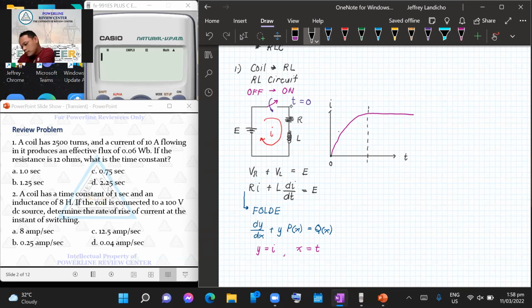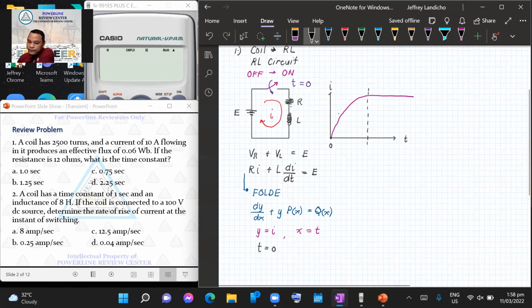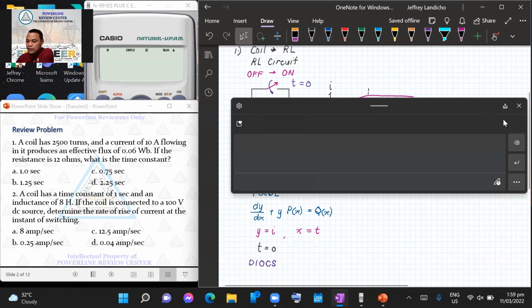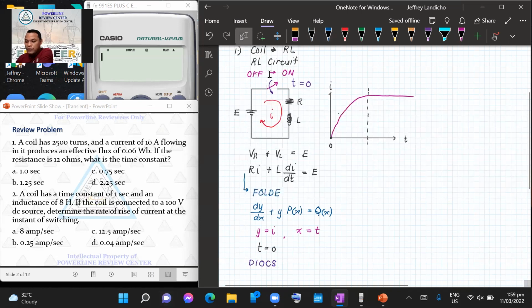Sir, why is the current 0 at time equal to 0? We need to remember the important terms we have to go back to, the behavior of our parameters. At DC, at time equal to 0, from off to on when connected to a DC source, your inductor behaves as virtually open, and your capacitor is shorted. At DC, at time equal to 0, the inductor is open and the capacitor is shorted.